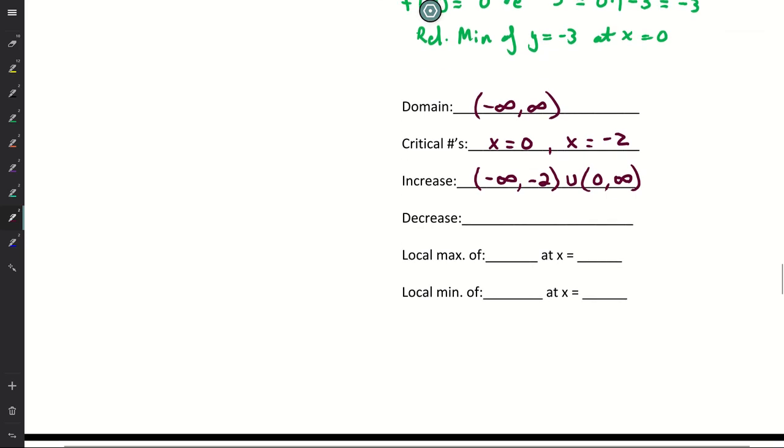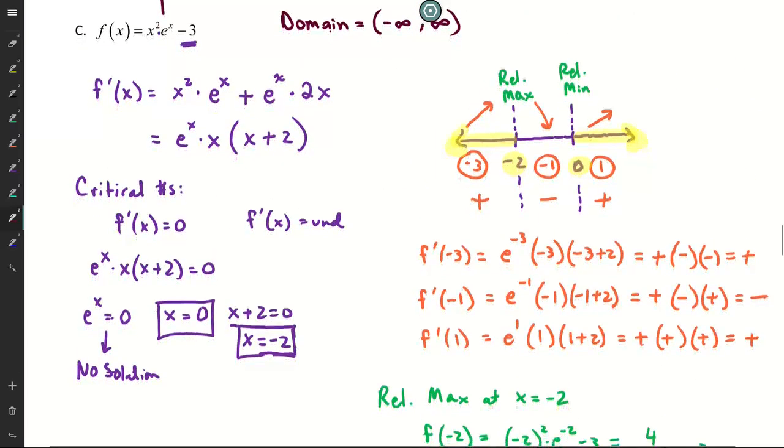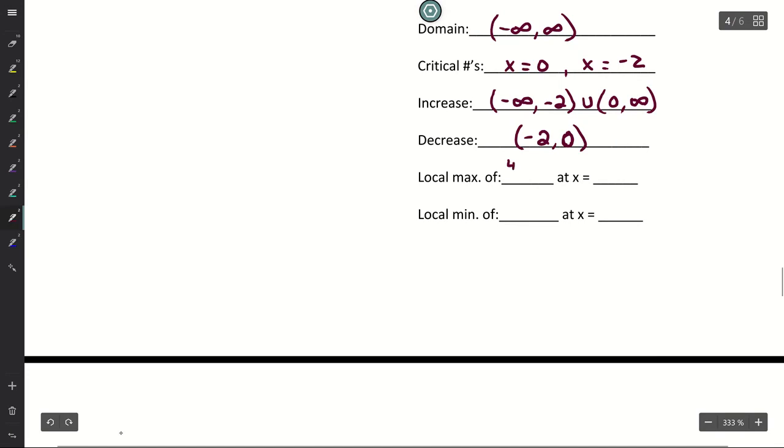All right, and then I'm decreasing between the two critical numbers, and we could see that from the graph up above. So between negative 2 and 0, we can see we have a negative behavior with my derivative. And then here we found out we had a local max of 4 over e squared minus 3, and that was at x equals negative 2. And then there was a local min of negative 3 at x equals 0.